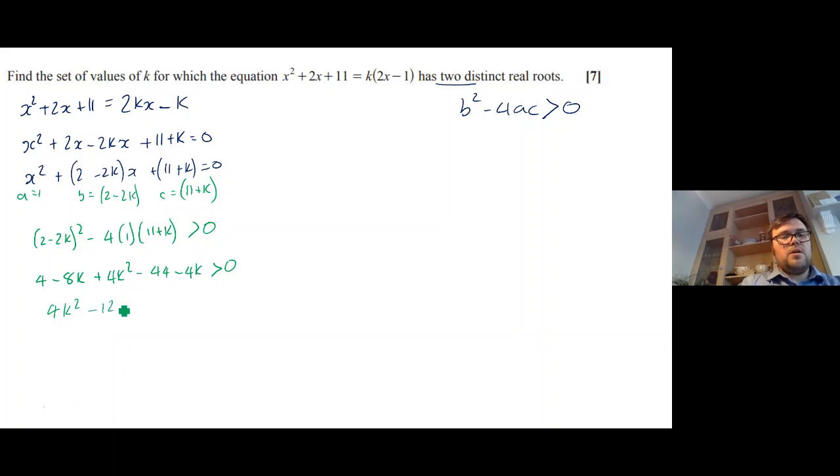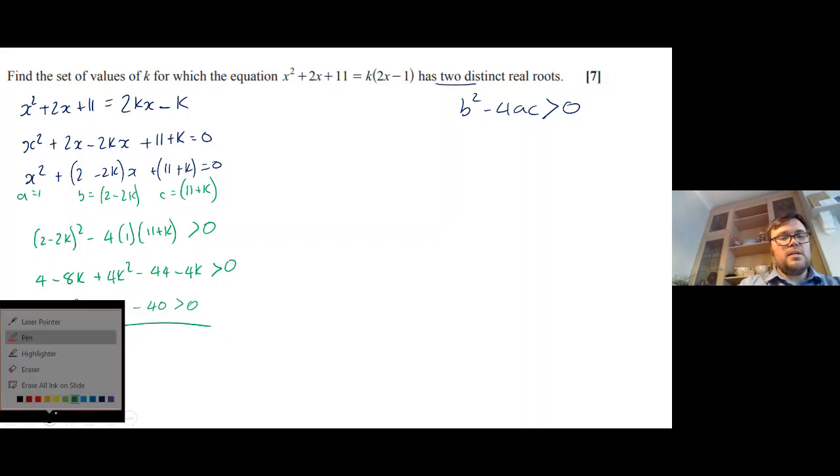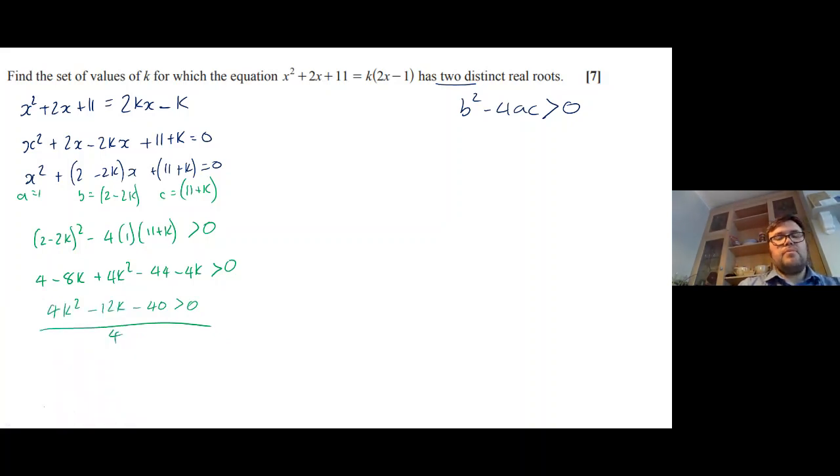Tidy it up, we get 4k squared minus 12k minus 40, greater than 0. This is a 4 marker. I'm dividing everything by 4 because, again, I want that simplification of the quadratic, so it helps me do it. Then I get k squared minus 3k minus 10 is greater than 0.